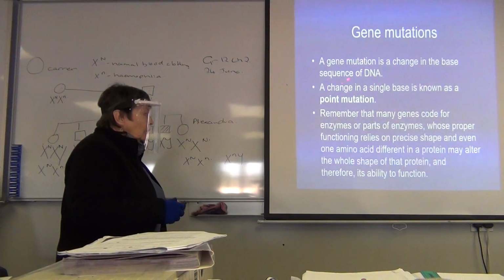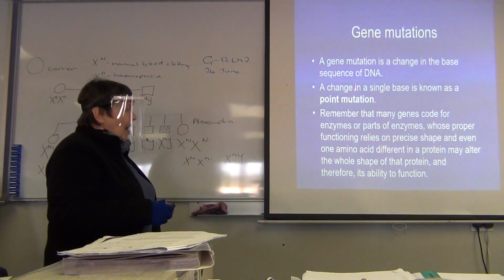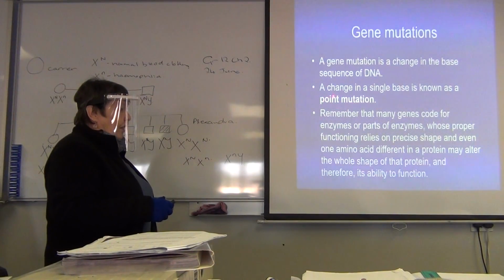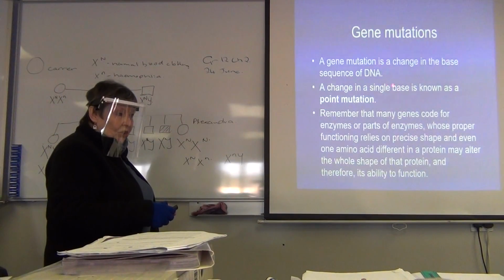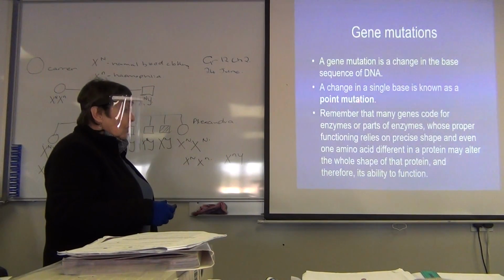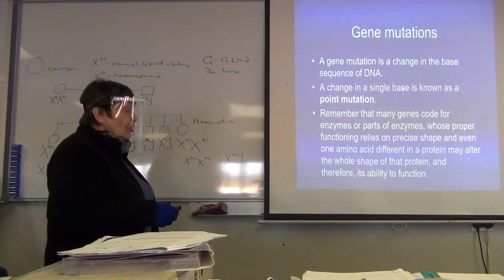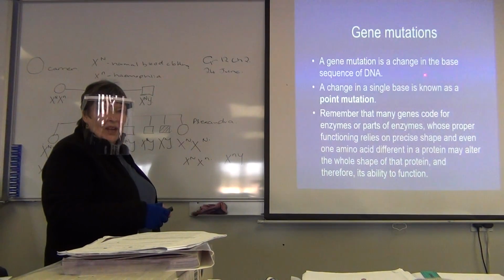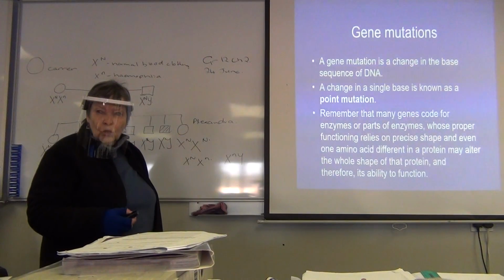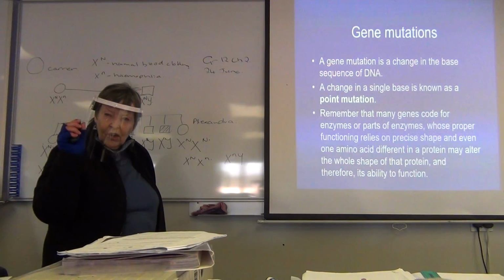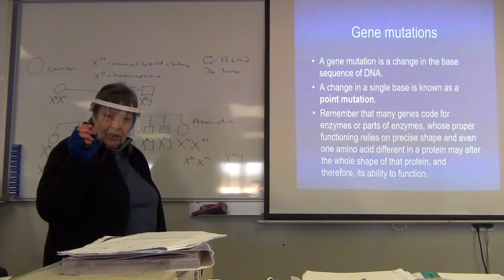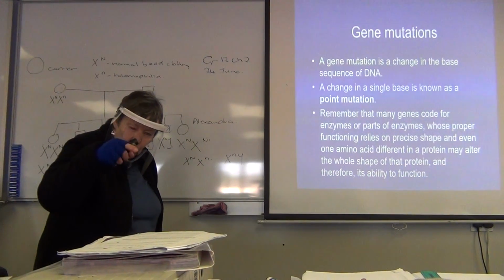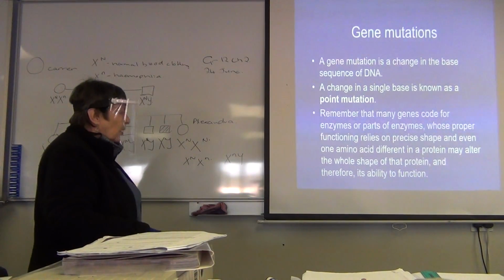So, there are two different kinds of gene mutations. The one you have to study is called a point mutation. A point mutation is a change in a single base, or very occasionally they will call a point mutation 1 or 2 or 3 bases. So very few changes. It's like only at that point does it change.